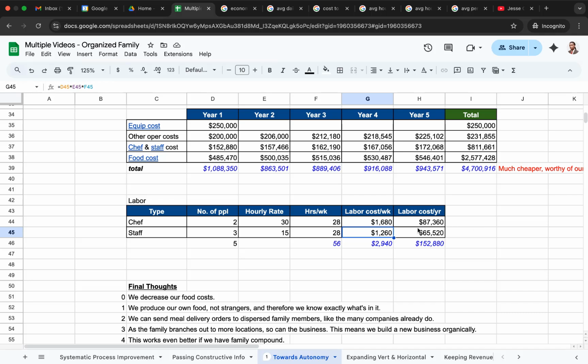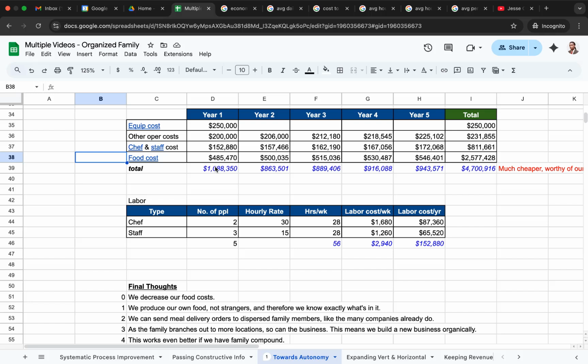for the yearly cost. If I multiply this weekly cost by 52, then we'll get $87,000 per year that we're paying the 2 chefs, and then we'll get $65,000 per year that we're paying the staff, for a total of 152,000. So I moved this 152 here, and I moved it up to this line. So this is where that 152 came from.